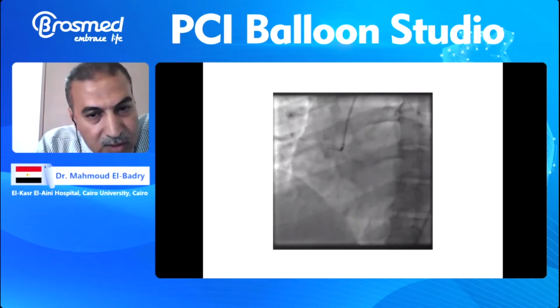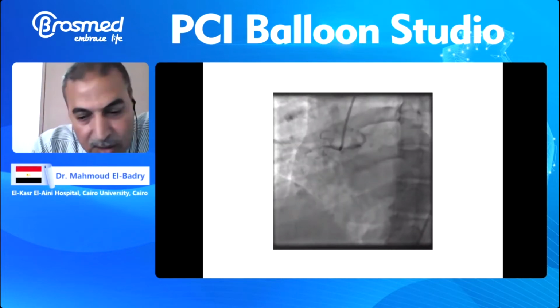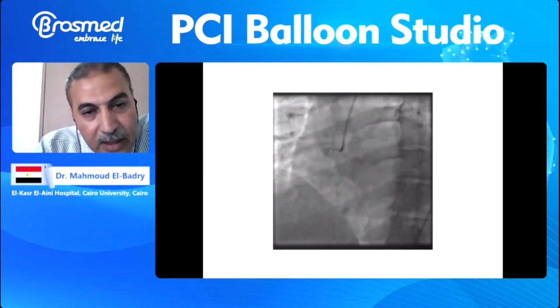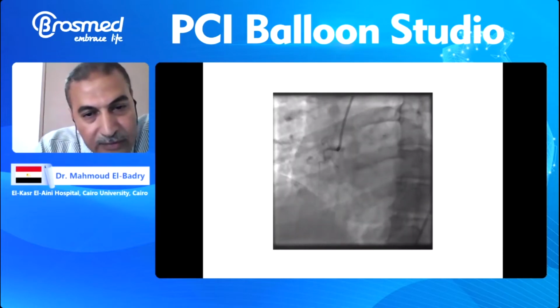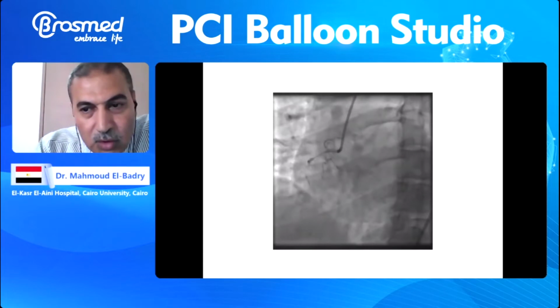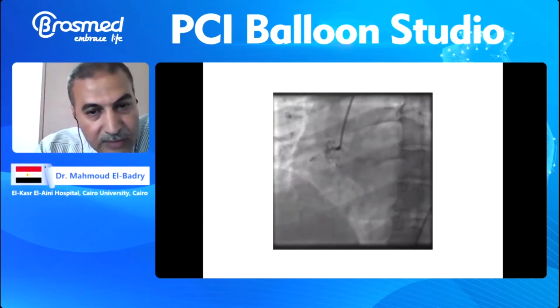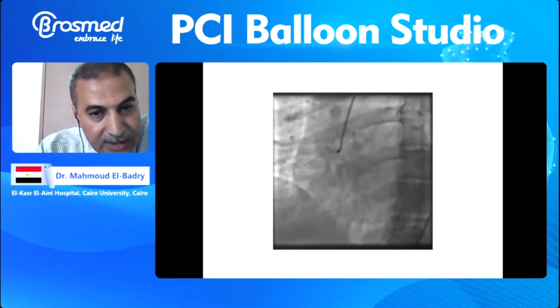When I started to support the wire with the Artemis balloon, the guiding, I could cross more of the lesion a little bit forward. So I succeeded to cross with further balloon support, as we see that it is more distant than the previous picture.